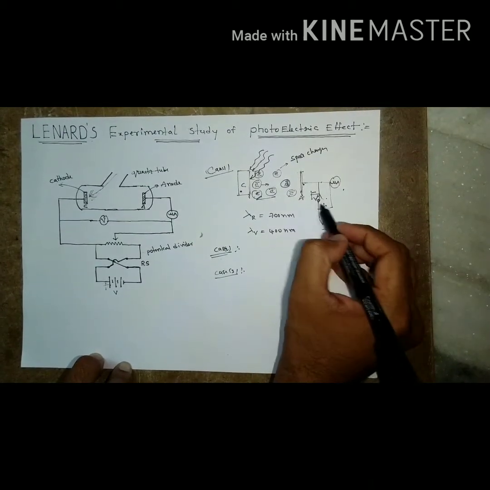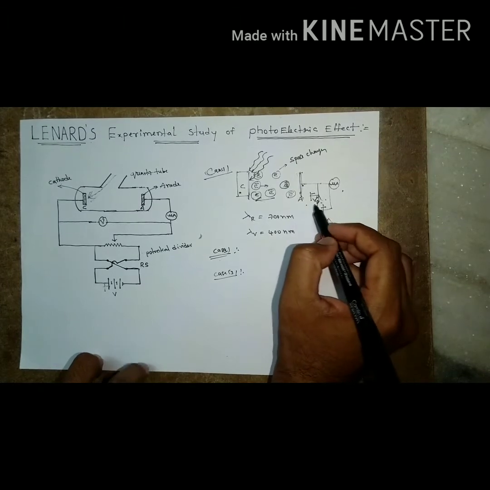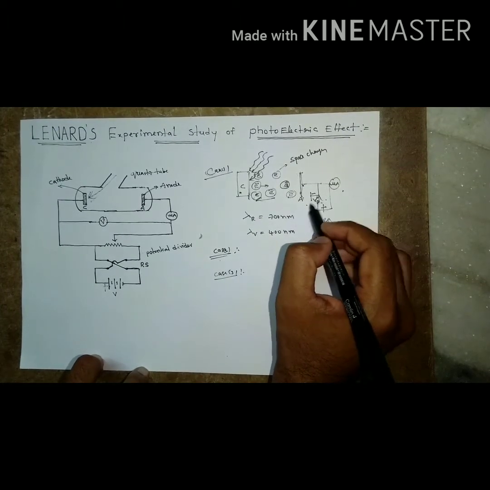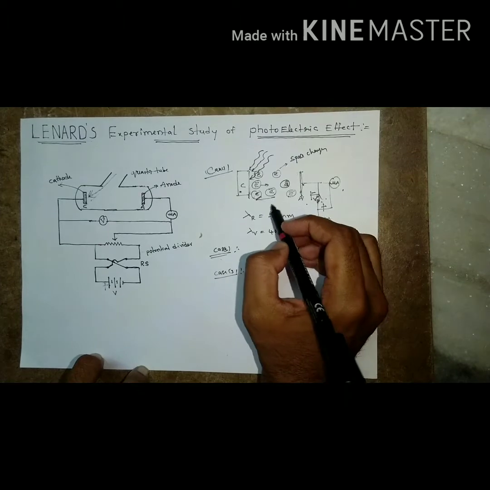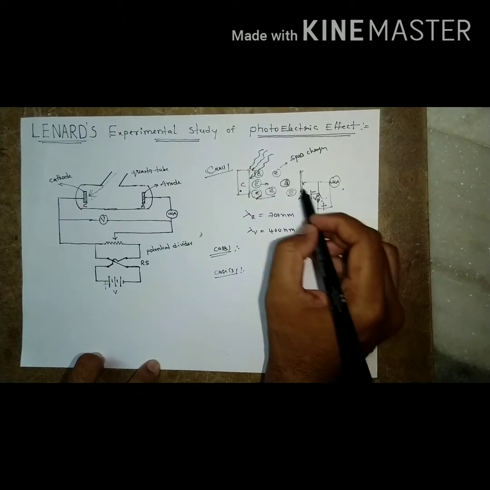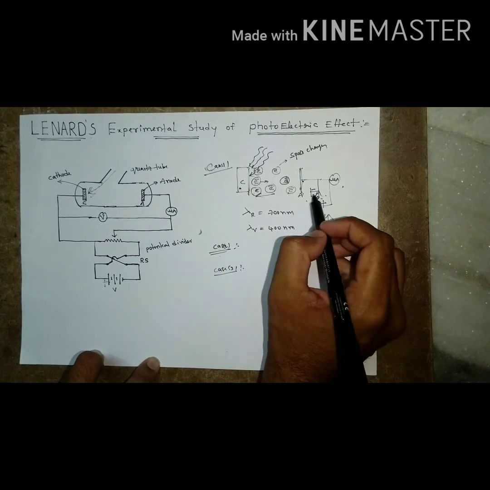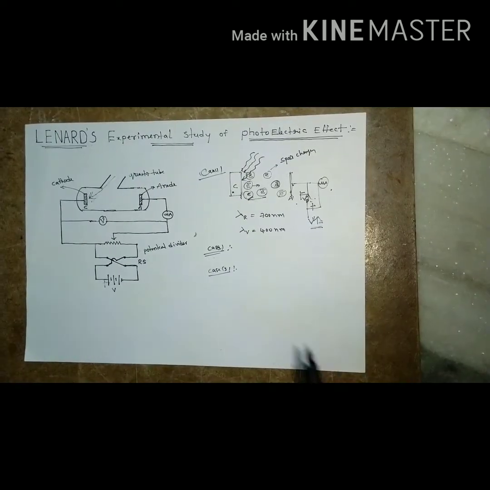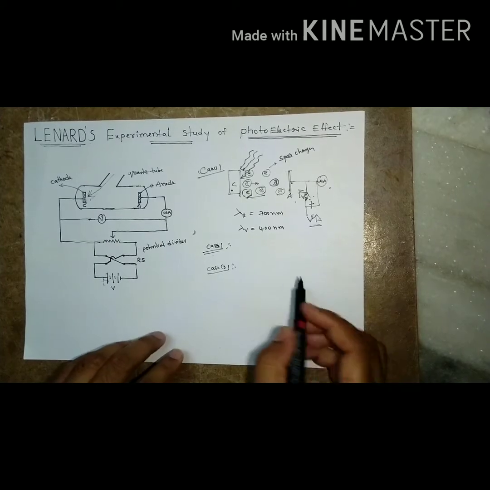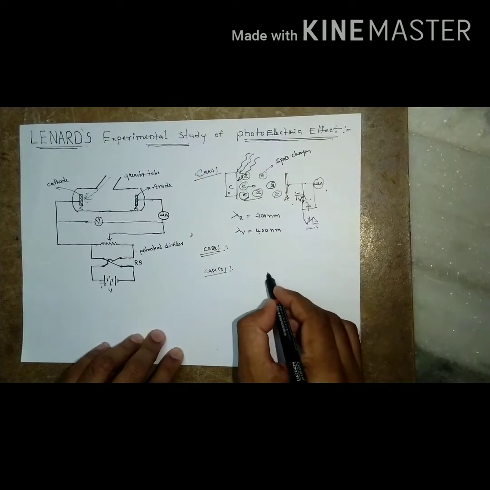This is most important: stopping potential, or negative potential. What is the stopping potential? It is the minimum negative potential applied to the anode at which the current becomes 0. That potential is called the stopping potential. Okay, now a graph is drawn between saturation current and stopping potential.